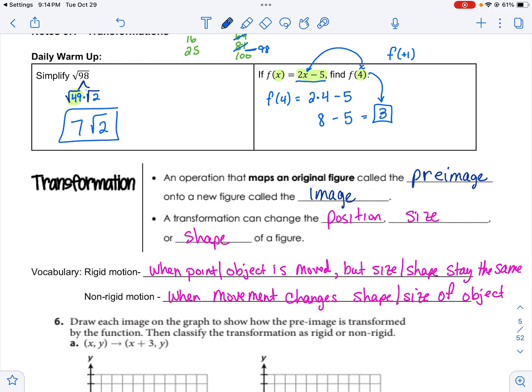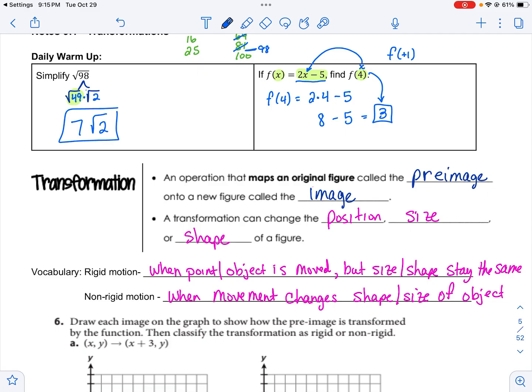All right, so there's a couple different types of transformations, which we're going to talk about over the course of the next week. But a transformation can change 3 things. It can change the position, so I can move it left, right, up, down. It can change the size. I can double it. I can shrink it by half. Or it can change the shape. All right, so it changes the position, the size, or the shape.